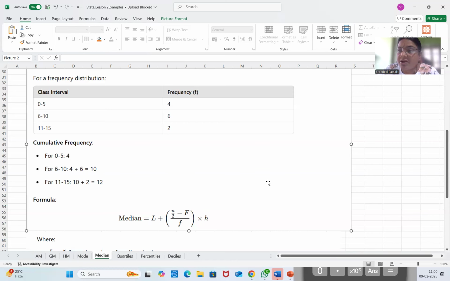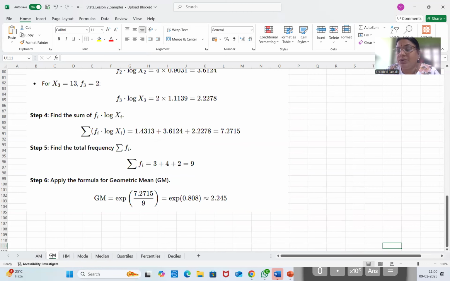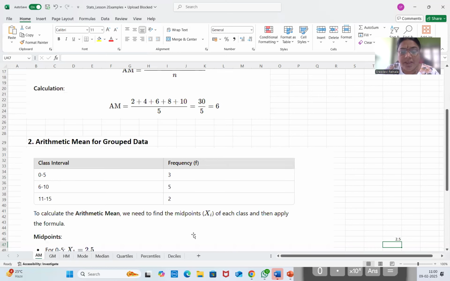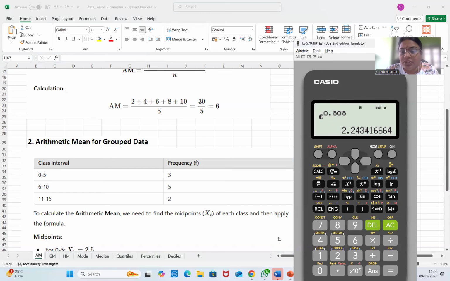Next comes the harmonic mean, which is very easy. Again, summation of fi by summation of fi by xi, which is the reciprocal of your arithmetic mean. The geometric mean I have explained through logs and through the nth root of the product of the xi values. So with this, we have covered one example for each central tendency value.